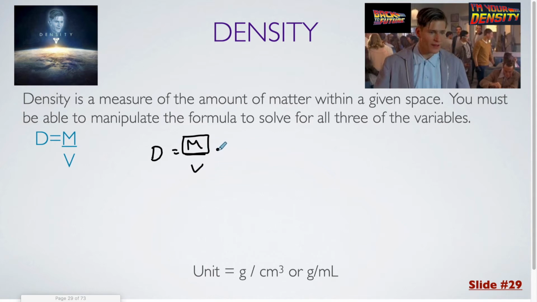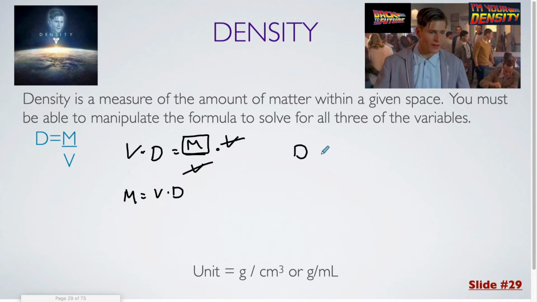What I could do is multiply both sides by volume. As long as I do the mathematical operation to both sides, it's allowed. And now since volume is on the top and bottom of this fraction, that's going to cancel out. So I end up with a new version of the equation, mass is equal to volume times density.